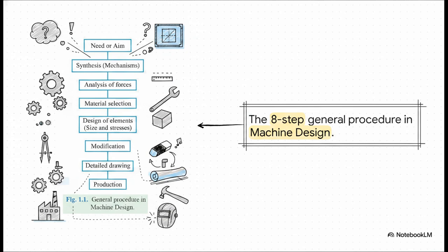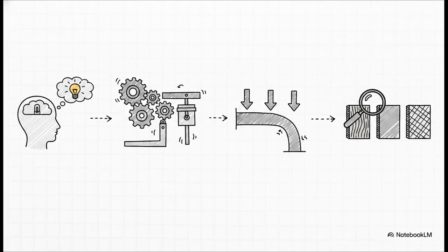So, let's walk down this path together. Notice how incredibly logical the progression is here. Step 1 is recognition of need. You have to make a complete statement of the problem and figure out the machine's ultimate aim. Step 2, synthesis. This is where you select the possible mechanisms that will actually give you the motion you want. Step 3 is the analysis of forces.